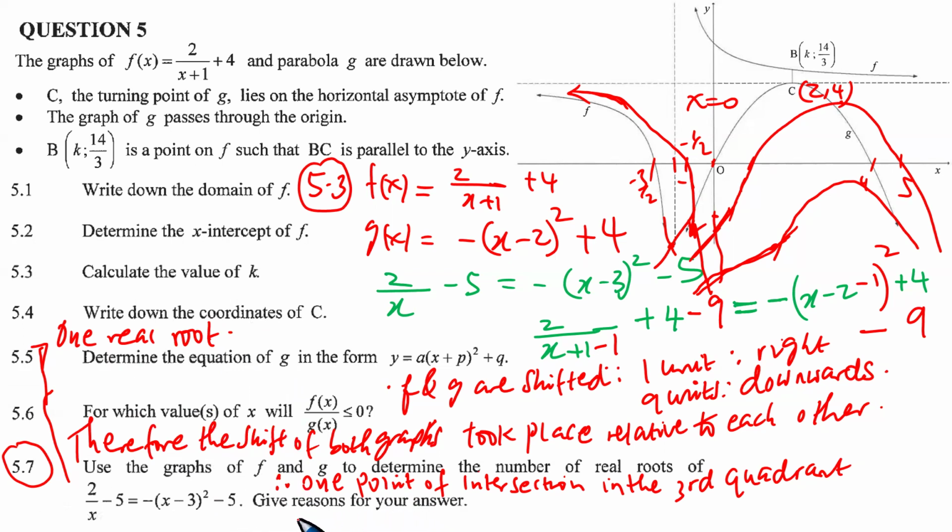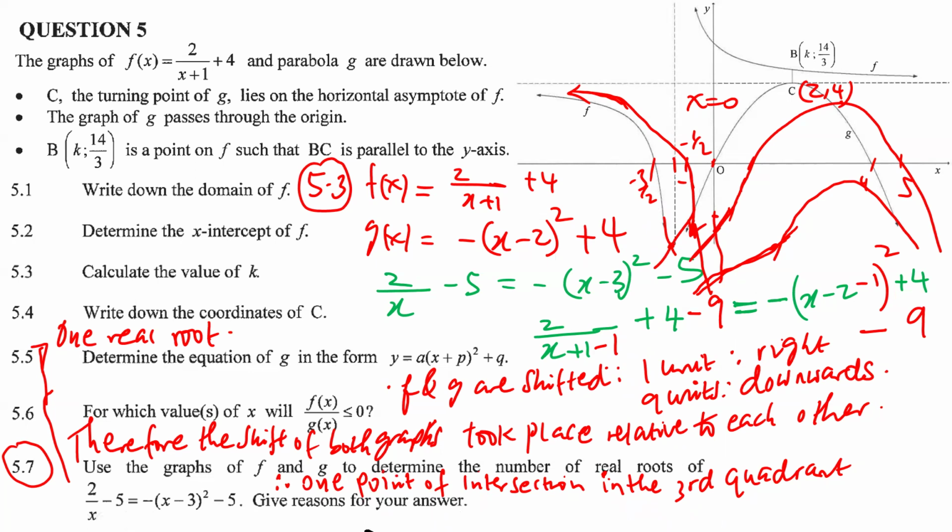Once again, try to understand the shifts. There is a horizontal shift by 1 unit to the right because of the -1. If you subtract 1 from x, it means the graph is shifted by 1 unit to the right and then 9 units downwards, so that we have 1 point of intersection in the third quadrant. So that is what we have here, and this is the answer.